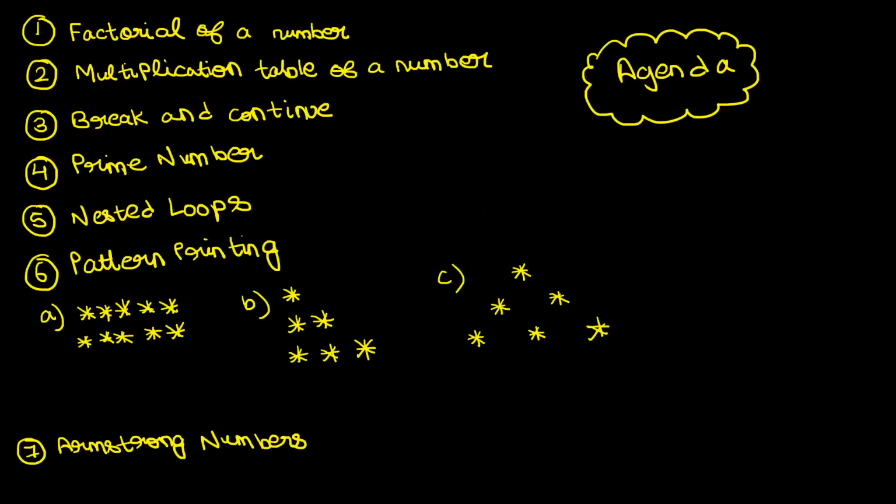Okay, cool. So let's move ahead, right? We have done the factorial of a number. Now let's move to the multiplication table of a number.